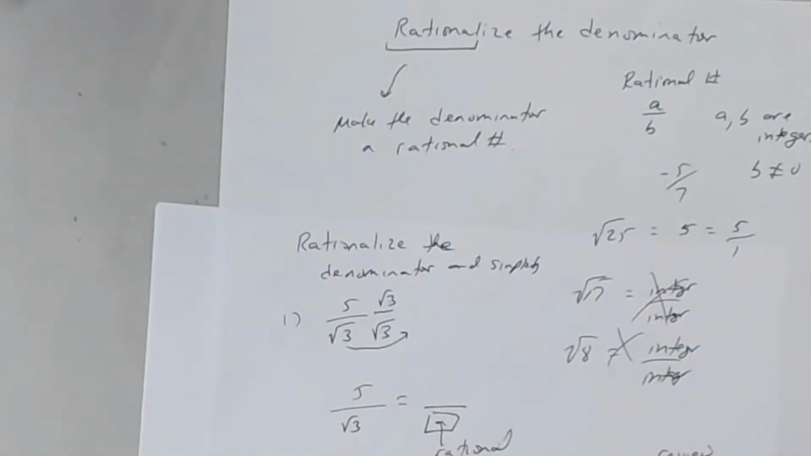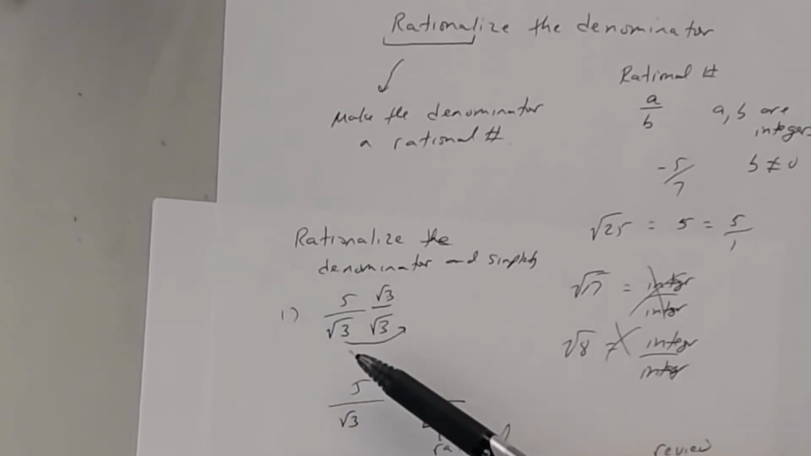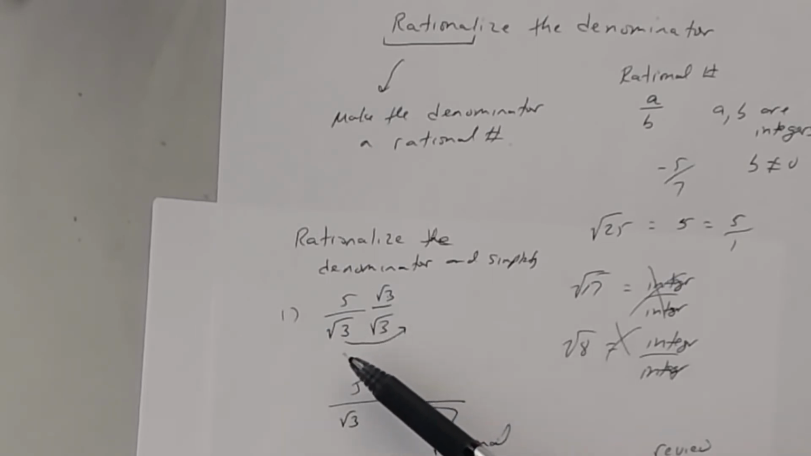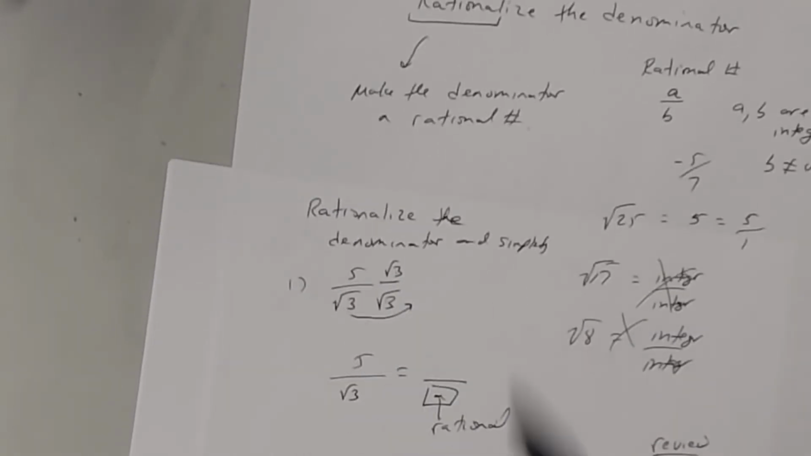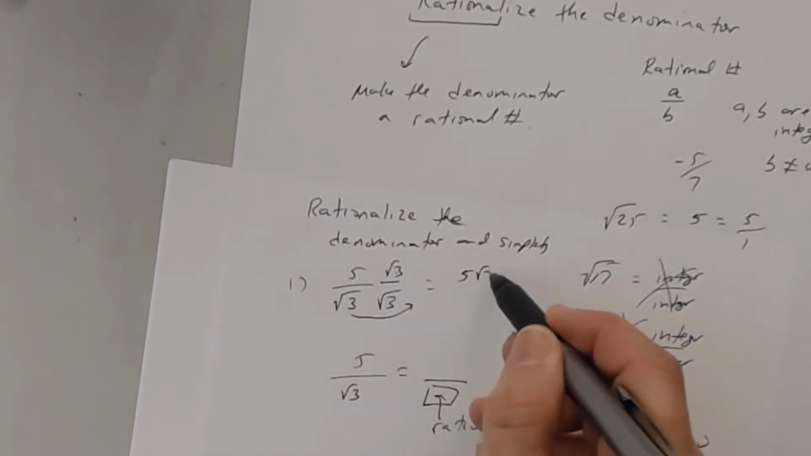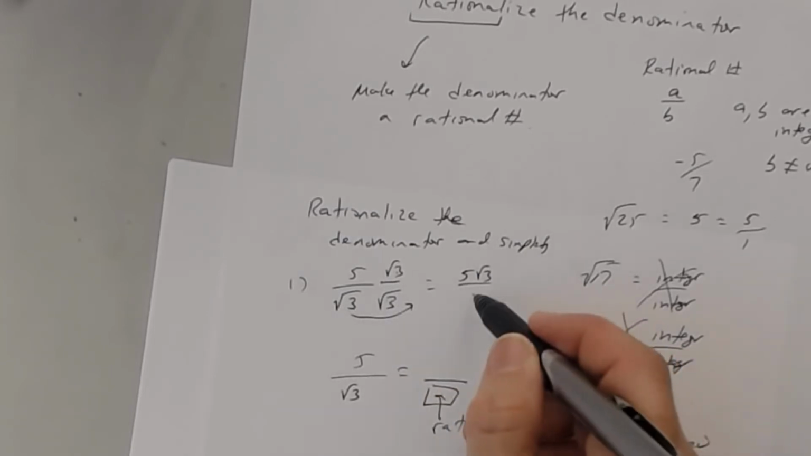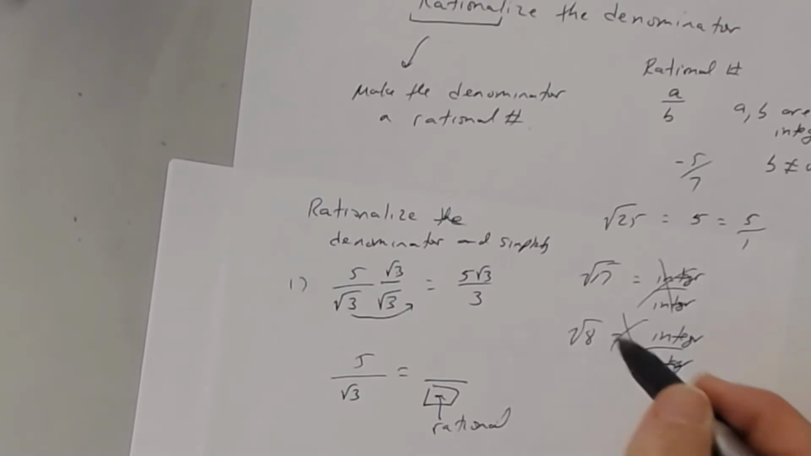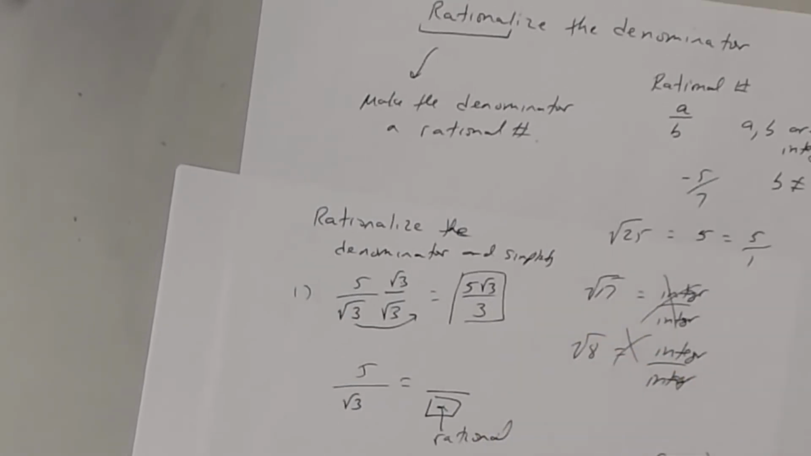So basically, here's the idea. When the denominator is just one term, you just multiply both numerator and denominator by that denominator. And now you're going to write it as one fraction. What's 5 times the square root of 3? 5 square root of 3. What's the square root of 3 times the square root of 3? It's just what? 3. And there's your answer. So you get 5 square root of 3 divided by 3.